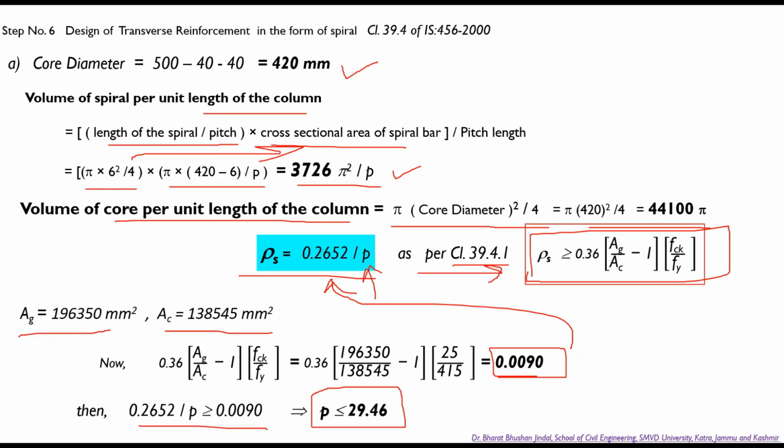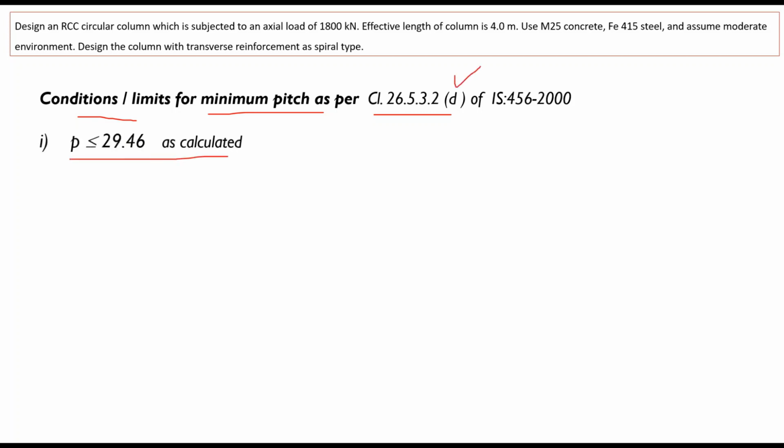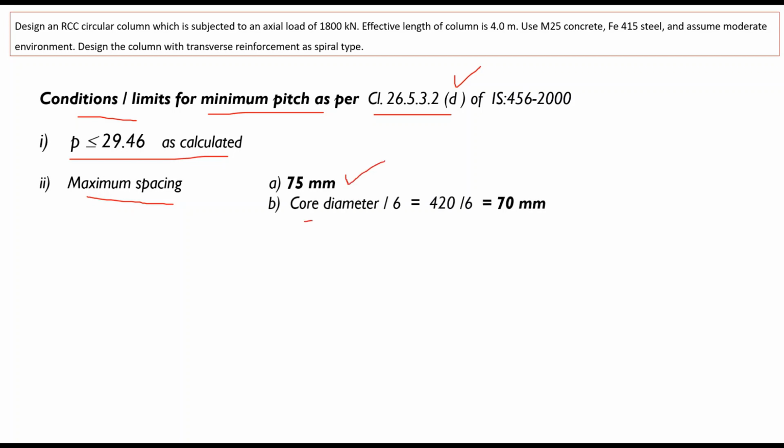So this is the requirement based on the dimensions of the column or whatever the area of reinforcement we have decided. So now we have to finally decide what should be the pitch of the reinforcement. Now to decide the pitch, what should be the minimum pitch? So conditions specified in clause number 26.5.3.2 part D. First condition is the pitch must be less than 29.46, which we have already calculated in the previous steps. Now maximum pitch, how is the code suggesting what should be the maximum pitch? One condition is 75 and second condition is core diameter by 6. The core diameter we have calculated 420, so 420 by 6 is 70 millimeter.